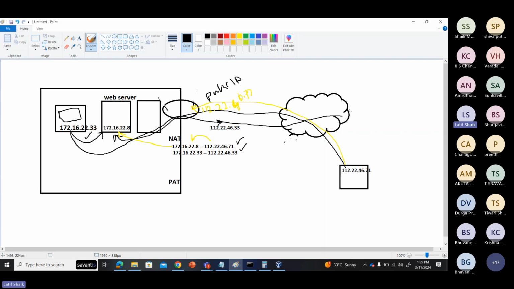Translate back. For example, I open facebook.com. When I try to reach facebook.com, facebook.com also replies with our public IP address only. It reaches up to here, and finally NAT translates it back to the private IP. Okay, so this is the NAT technique, guys. Network Address Translation. It is mainly used to communicate from your local, meaning private network, to the public network.